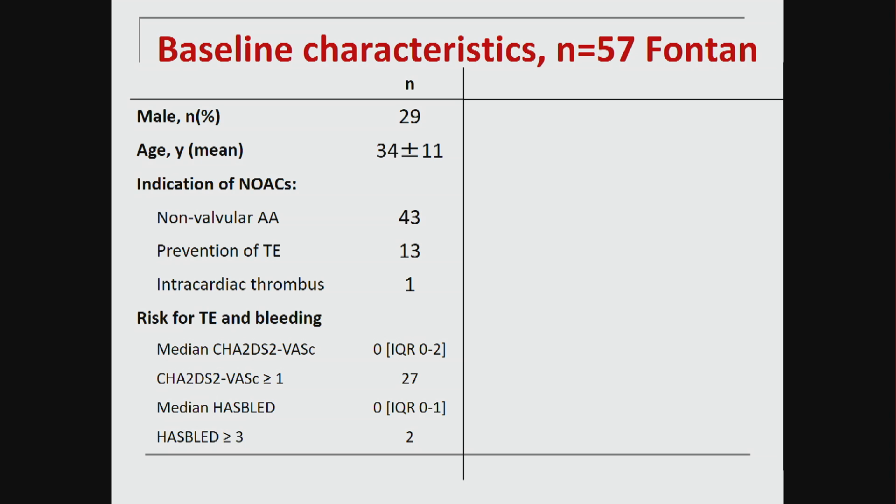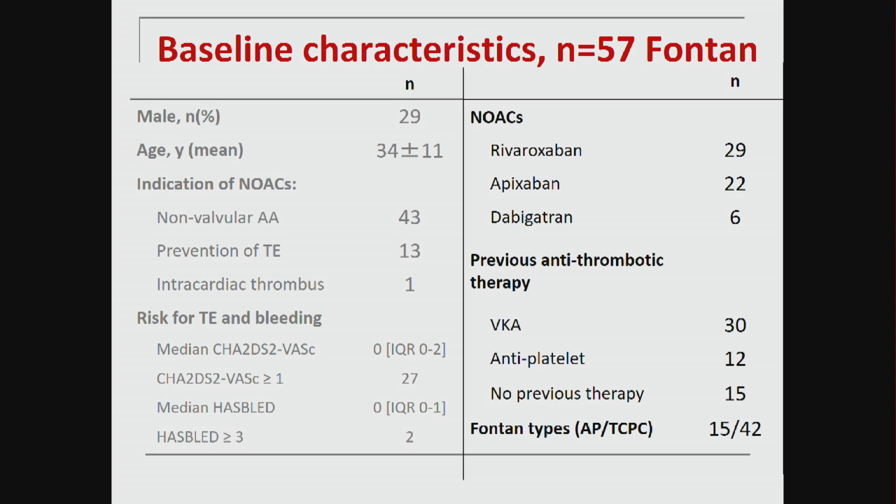These are the baseline characteristics of the 57 Fontan patients. You can see they're young, and most of the indications for the NOACs were non-valvular atrial arrhythmia, and a smaller proportion has used it for the prevention of thromboembolism in Fontan circulation, and one for the management of intracardiac thrombus. If you look at the risk stratification with CHA2DS2-VASc and HAS-BLED, they are low, as to be expected in these young patients without typical vascular risk factors. And half of these patients have used a vitamin K antagonist in the past, and a quarter of them used antiplatelet therapy or no previous antithrombotic therapies.